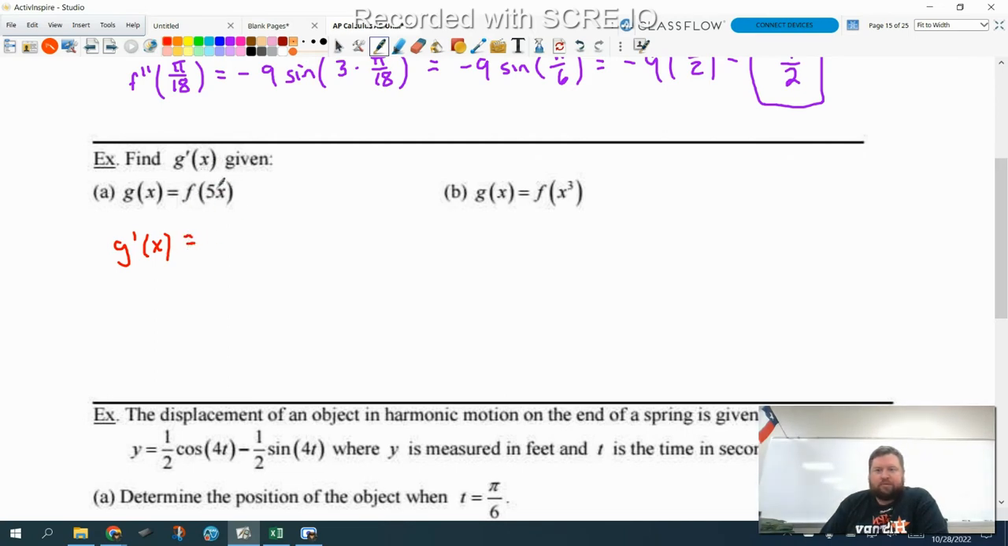On the right side, we're going to use the chain rule. We have a function 5x inside our function f. So derivative of the outside function first, f prime. Keep the inside part the same. Multiply by the derivative of the inside. Rewrite it with the 5 in front if you like. And that's all you can do.